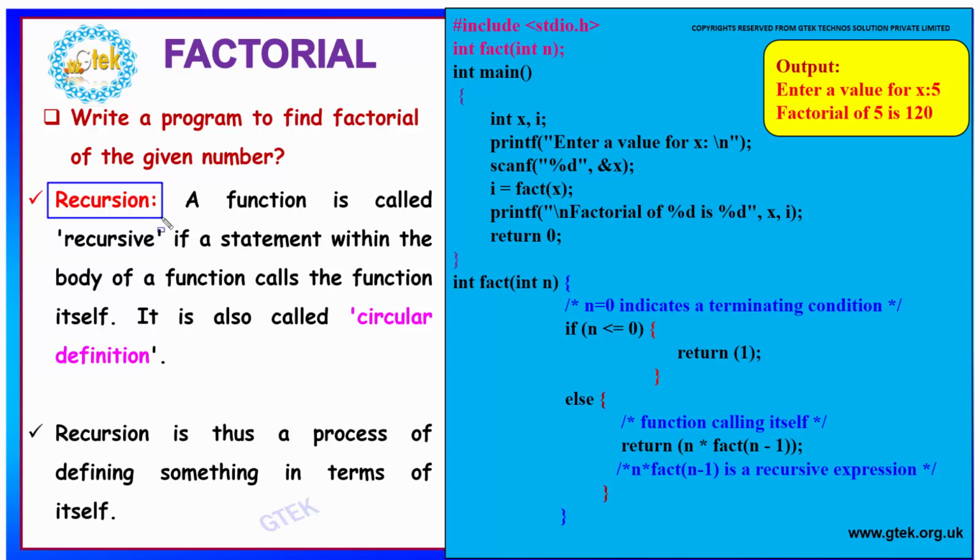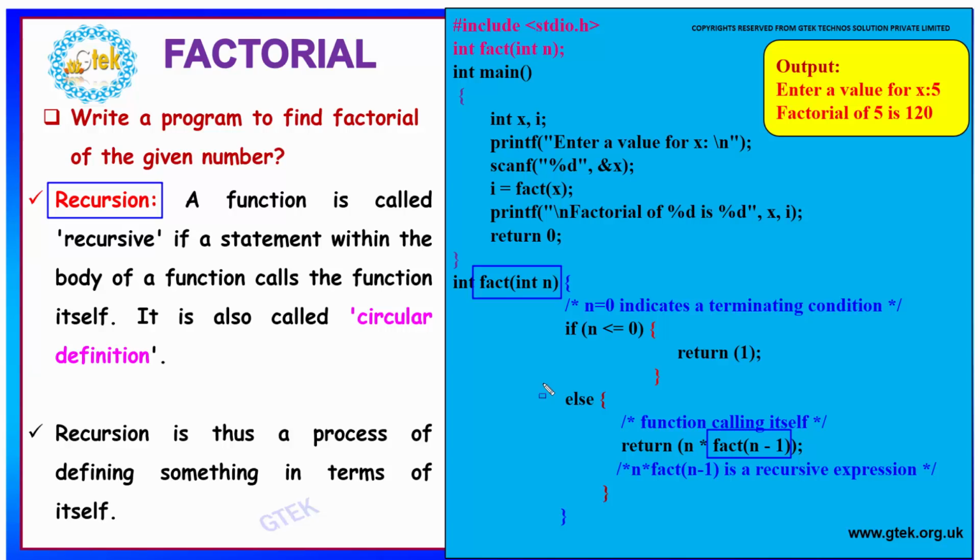A function is called recursive if a statement within the body of the function calls the function itself. It is also called a circular definition. Recursion, thus, is a process of defining something in terms of itself. If you see over here, we have a function known as fact, and we are calling the function itself with a different parameter n-1. So this technique is known as recursion.